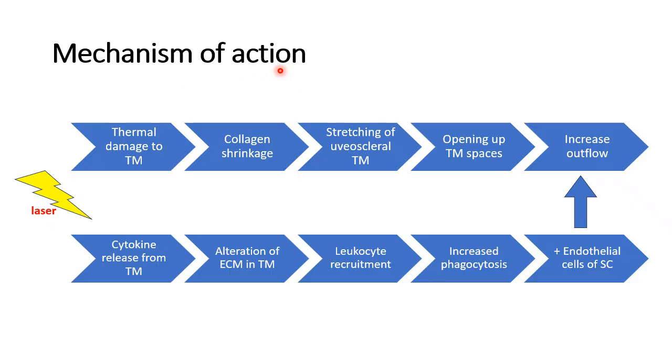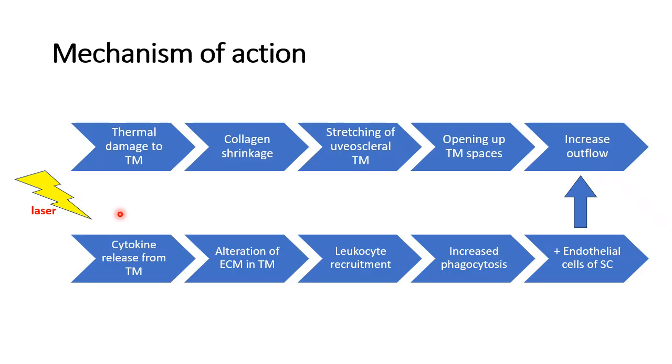Let's look at the mechanism of action, poorly understood, but this is what it is. The laser is given. What does it do? It does some thermal damage to the trabecular meshwork, which in turn causes collagen shrinkage, stretching of the trabecular meshwork, opening up of the trabecular meshwork spaces, increasing outflow. This is one, and this usually works for the argon laser.